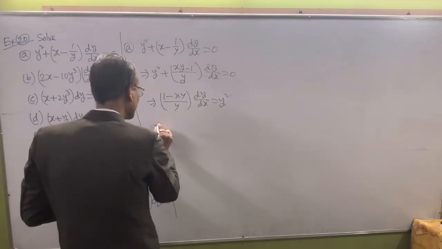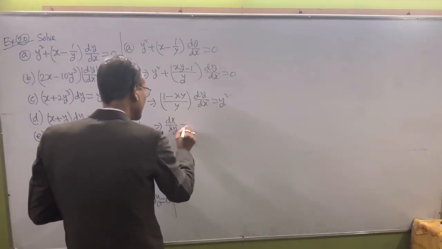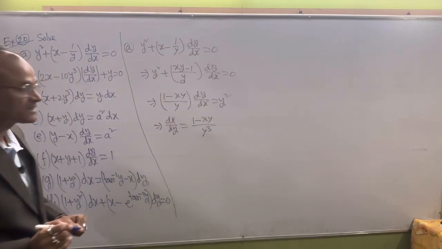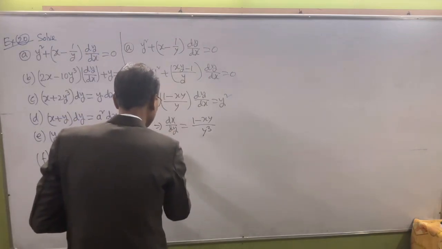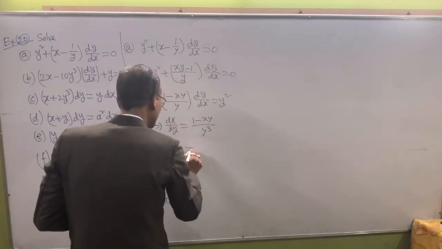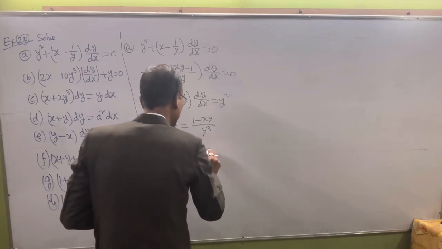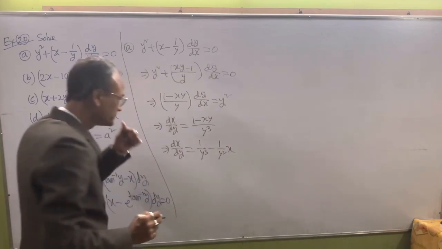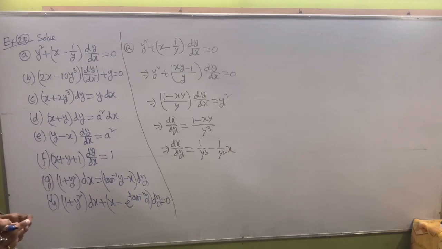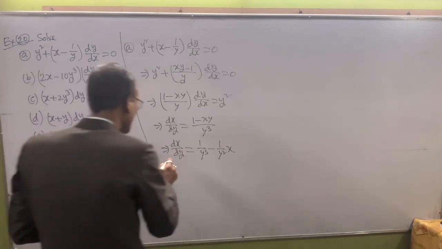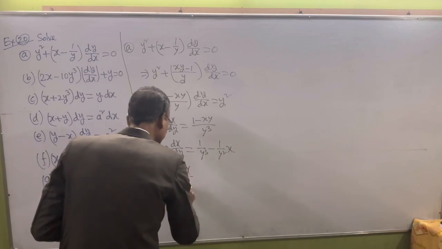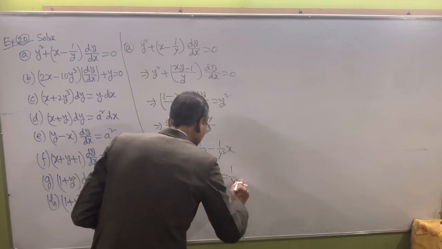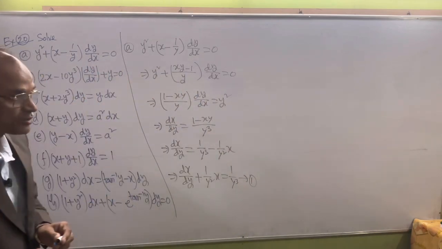Or dx by dy can be written as 1 minus xy by y cube. Already y is there, therefore it is y cube. This means dx by dy can be written as 1 by y cube minus 1 by y square into x. Or you may write dx by dy plus 1 by y square x equal to 1 by y cube. Suppose this is number 1.